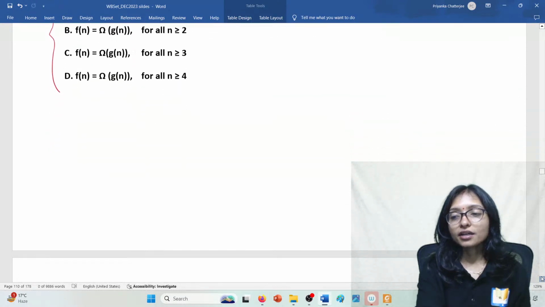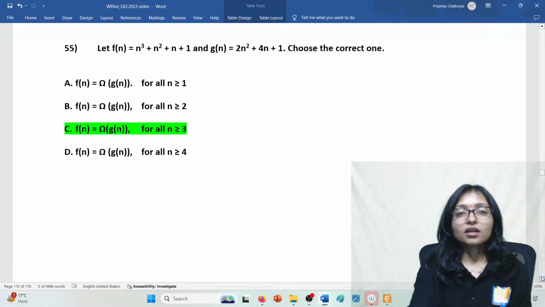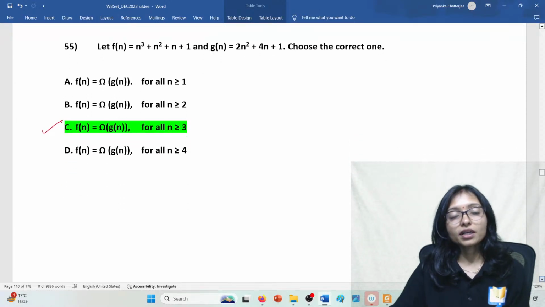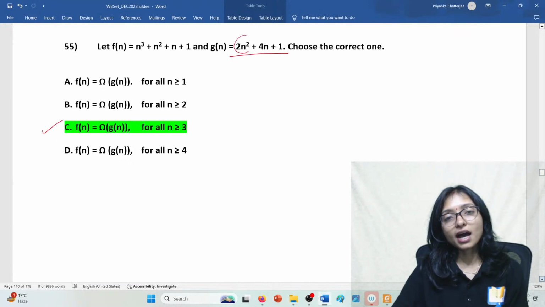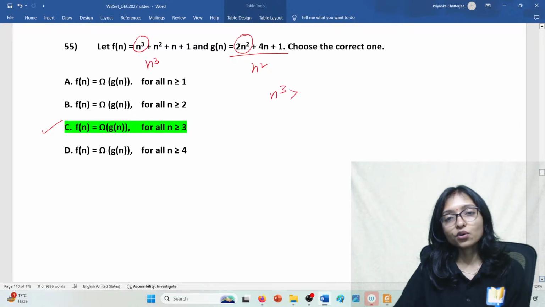So here your answer is this one. Now why is this the answer? Because here you can see what the highest power is. Here the highest power is n square, and here the highest power is n cube. So definitely n cube is greater than n square.